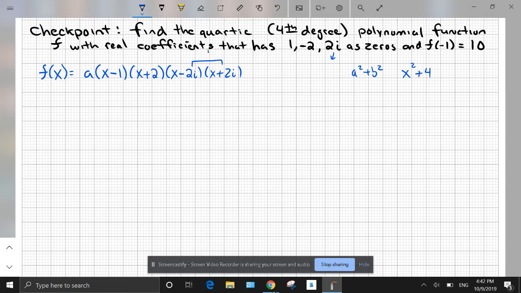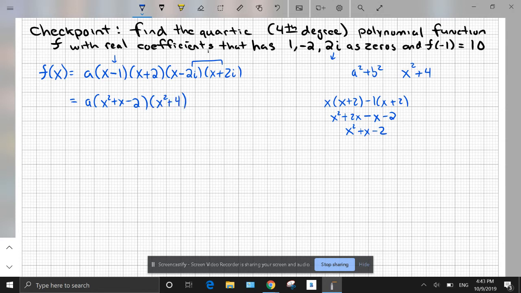We could go ahead and do the first two factors. So you have x times your second factor, and then you have -1, so -1 times your second factor. So here we have x squared plus 2x. Don't forget to distribute the negative, so minus 1x, and -2. Combine like terms, so you have x squared plus x minus 2. So here we have a times x squared plus x minus 2. And our complex gave us x squared plus 4.